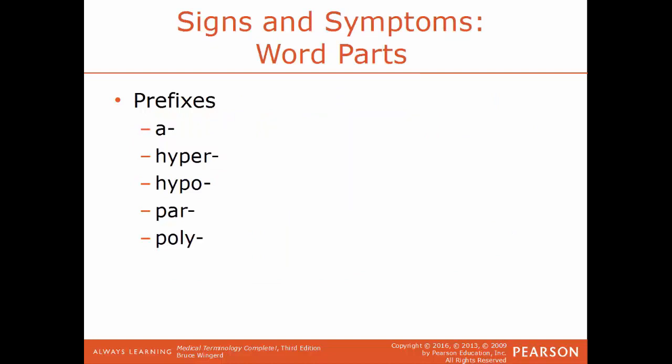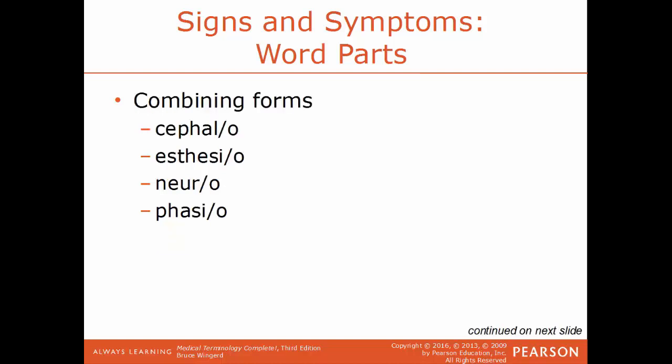Signs and symptoms for the nervous system. We'll start off with some word parts. The prefixes. A means lacking or without. Hyper means above. Hypo means below. Par means abnormal or other than. And poly means more than one.